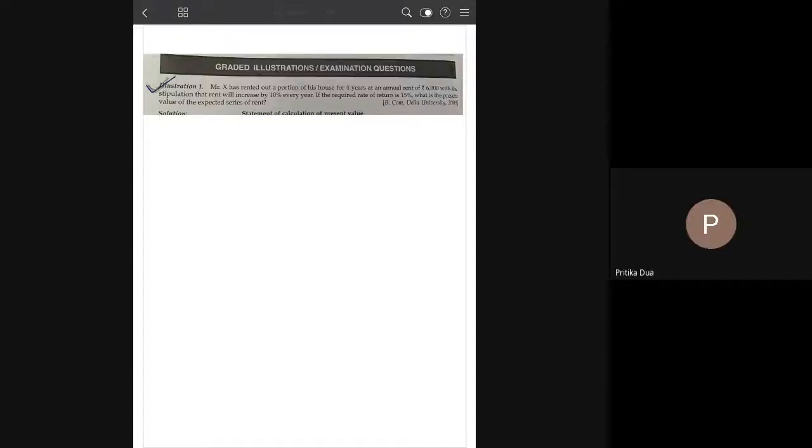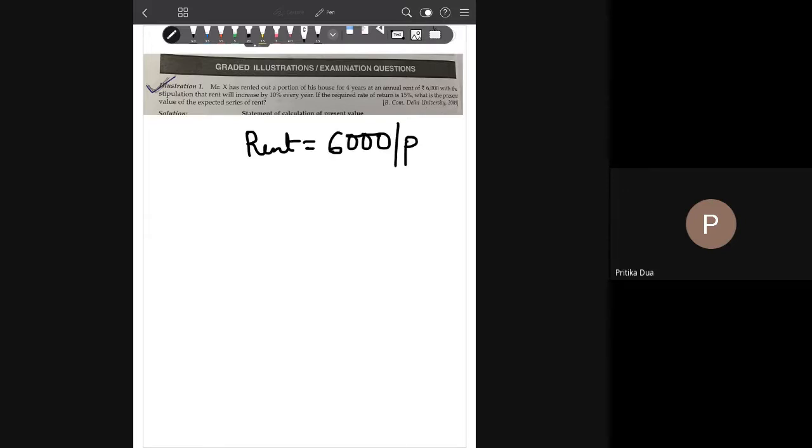House for 4 years at an annual rent of rupees 6,000. So now the rent is 6,000 per annum. The time period is 4 years, but the stipulation with the rent is that it will increase at 10% every year. So that is a standard rental agreement that every year 10% increase will take place in the rent.